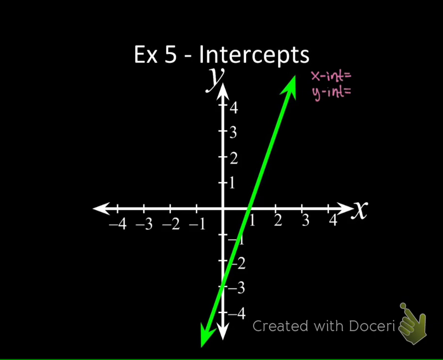Okay? So our x-intercept, where does my line cross through my x-axis? Okay, right there. It crosses the x-axis at this point right here, which is what? +1. So then we're going to look at our y-axis. Where does this line cross through the y-axis? -3. Yeah. I mean, I got that one right. Good.